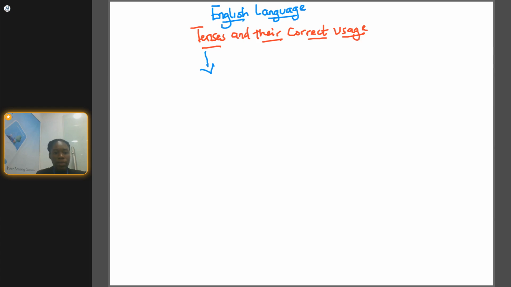Tenses tell when something happens. Okay, so this is where the issue of present tense, past tense, future tense comes in. When you hear present tense, you already know the tense has to do with something in the present. When you hear of past, you know it has to do with something in the past, and when you hear of future, you know it has to do with something that's happening in the future.